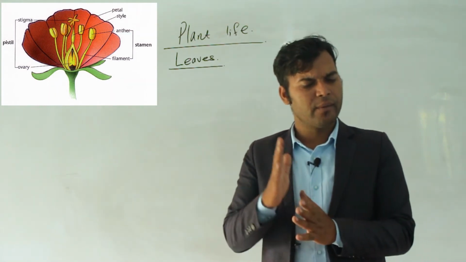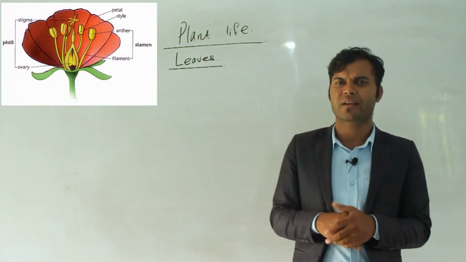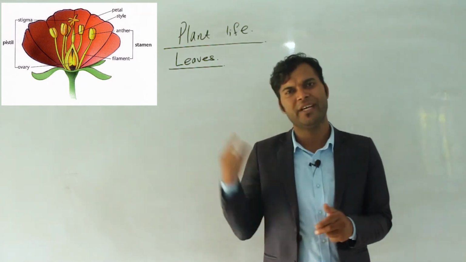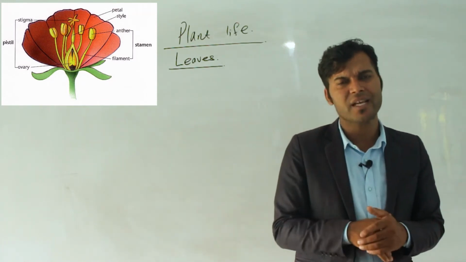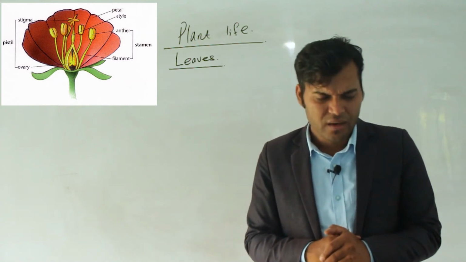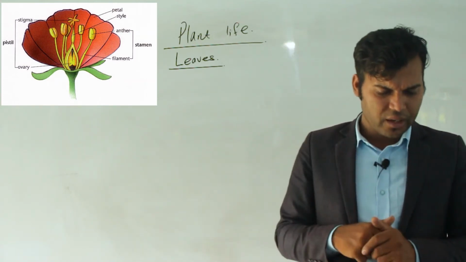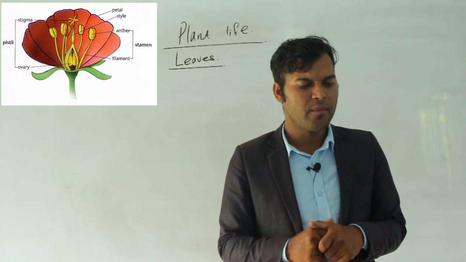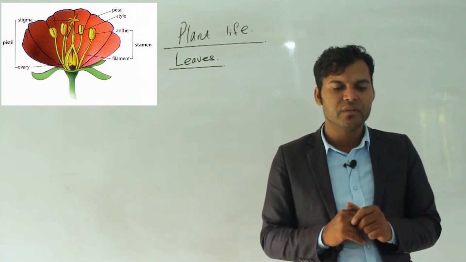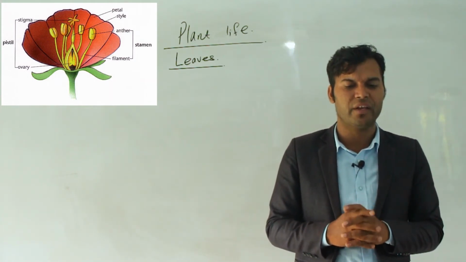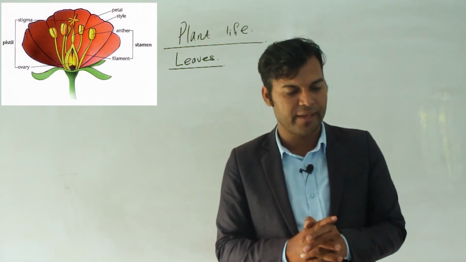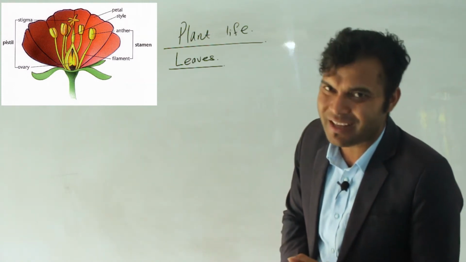Next one is the petals. Petals are the colored part of a flower. Look in the diagram. They look like colored leaves. Some of them are scented and attract insects, which helps in pollination.